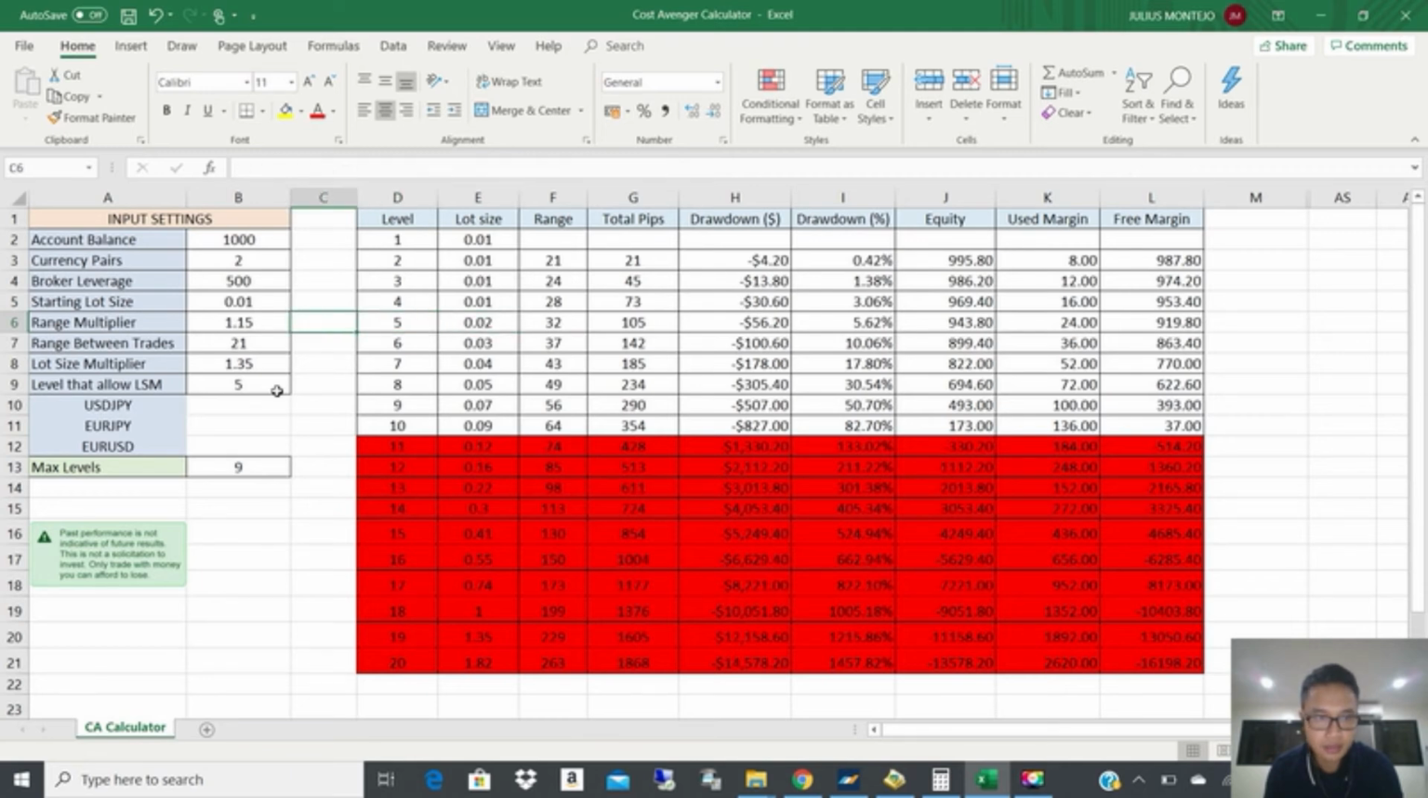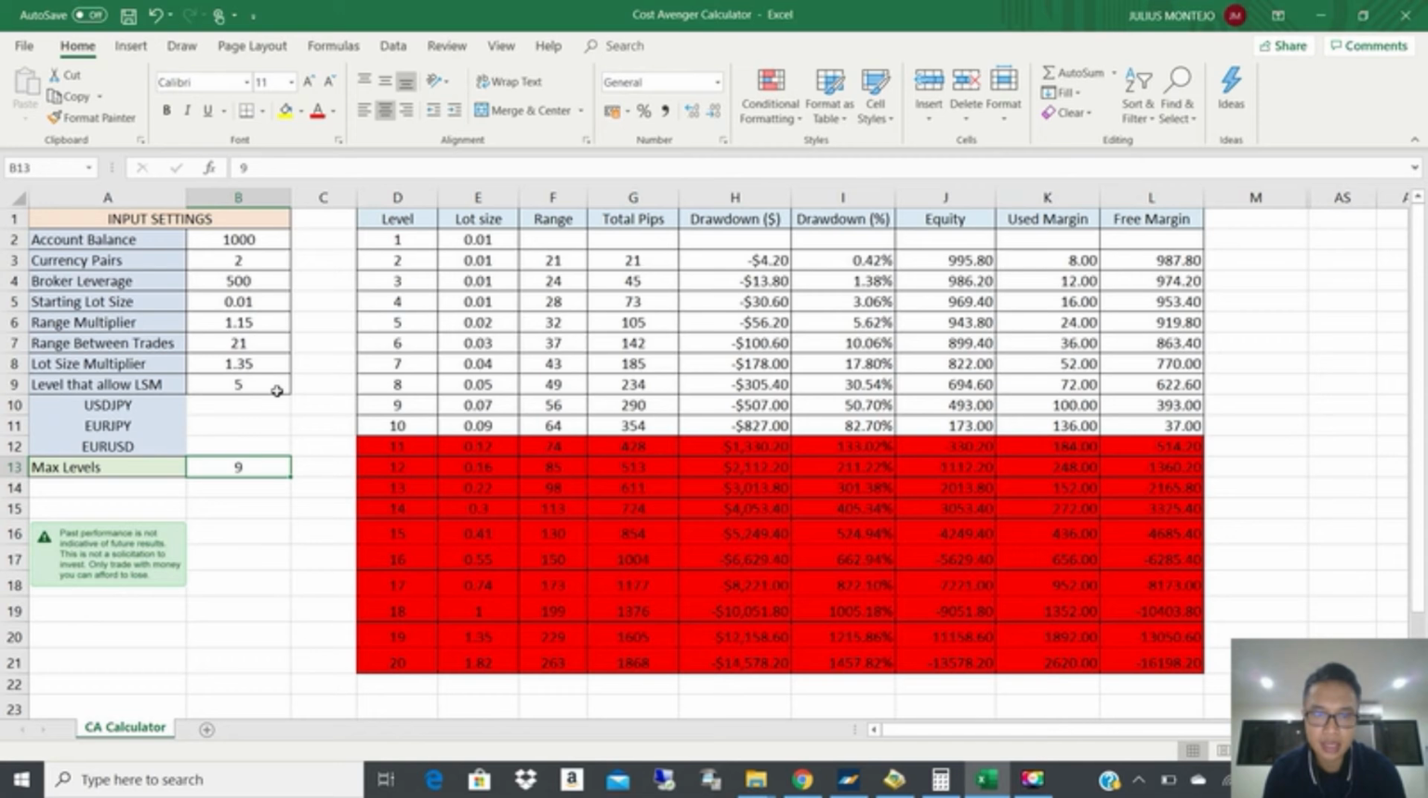So the level that allow LSM, if you're still not familiar with the settings, you need to watch my first video about Cost Avenger. I explained everything there. But in terms of drawdown management, I think I'm gonna be creating another video for that. But you've got to limit your max level. The sets that I made, the limit is until max level 9 for the presets that I made. It's gonna give you around 50% drawdown if you have 1K USD, but you could lower this if you want to be more conservative.